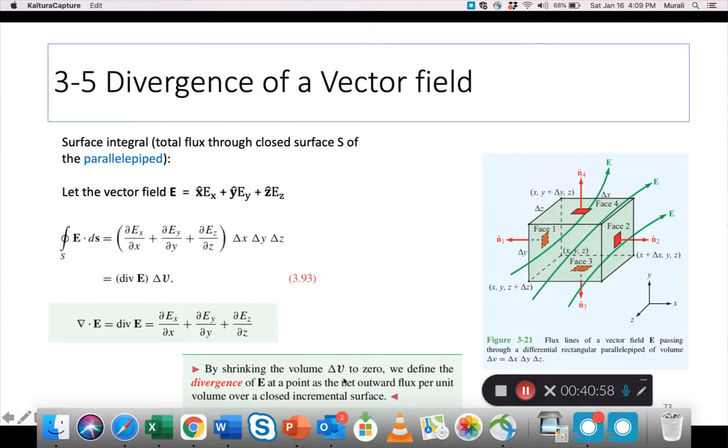So here's a good definition, from our textbook. By shrinking the volume delta V to 0, we define the divergence of E at a point. Now we are pretending this is a point, one point in the field, even though it is a complicated point, assuming everything is shrinking to a small point, so that delta x, delta y, delta z are all going to 0. By shrinking the volume delta V to 0, we define the divergence of E at a point as the net outward flux per unit volume over a closed incremental surface. So this is the mathematical definition.